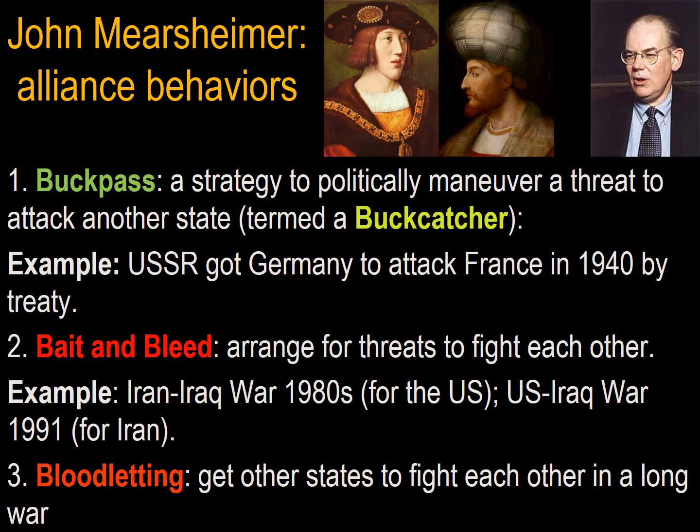And the third technique is bloodletting. It's to get other states to fight each other in a long war. And so it would be the conclusion of the bait and bleed technique. It's then to get the countries to stay at war for a very long time. And this is what the US and its Western allies tried to do in the Iran-Iraq war, to keep Iraq in the conflict, to check Iran. And it worked for a decade.